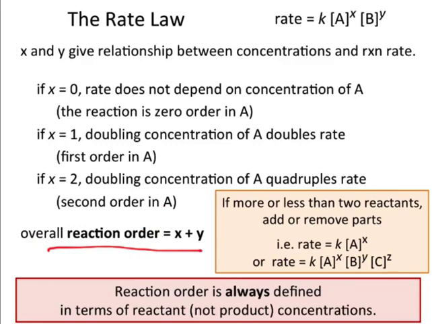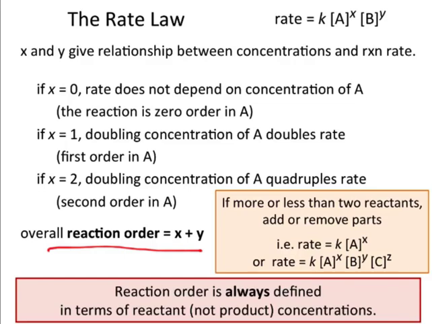Now, if we add together x and y, that's our overall reaction order, we call it. So we can say the reaction may be first order in A, second order in B, and then overall third order, right? So when I was drawing on here a minute ago, I was looking at just A, but in reality, you have both A and B and however many reactants you have in this rate law.